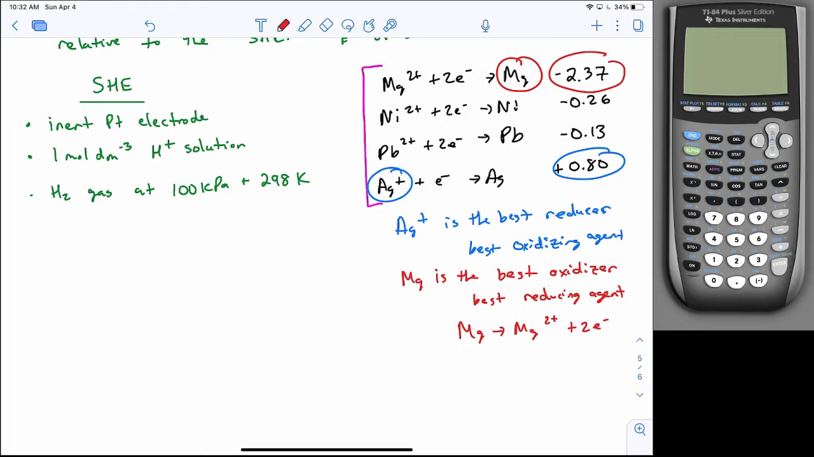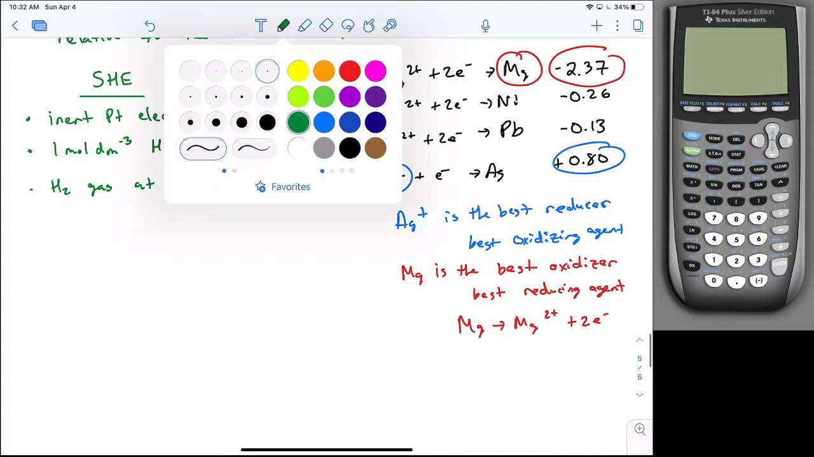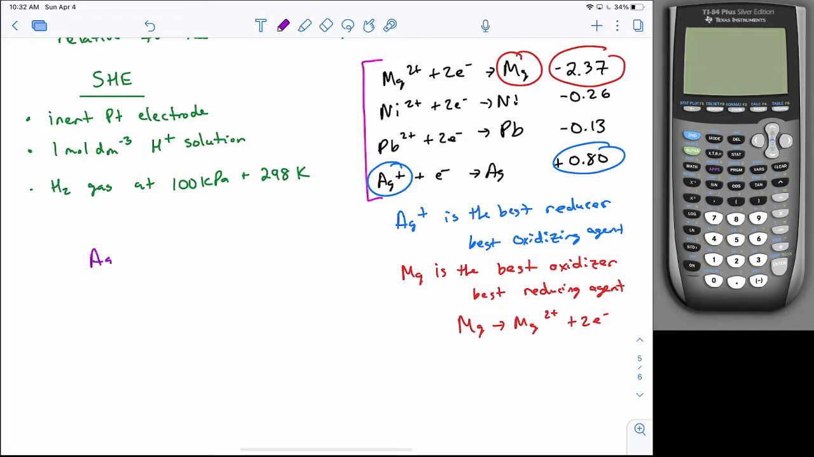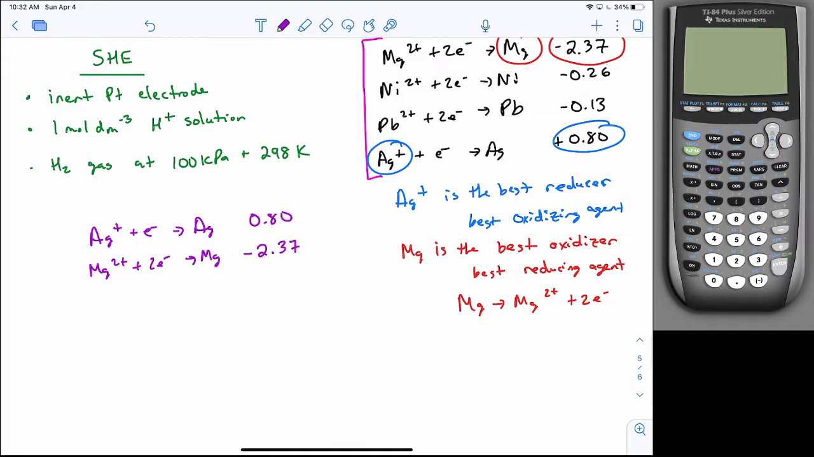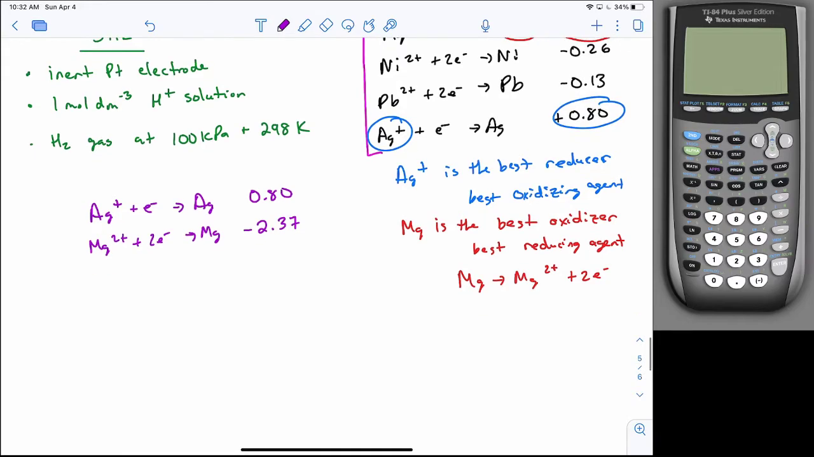So now I can use these values to calculate my cell potential of my system here. Let me just pretend I'm going to use the Mg and the Ag systems here for my calculations. I know Ag+ + e- yields Ag, which is 0.80, and I'm going to use Mg2+ + 2e- yields Mg, which is negative 2.37. So I'm going to use those two values and calculate the cell potential of a system that uses both those half cells together. But again, because we know Mg is oxidizing, we want to flip this reaction around.